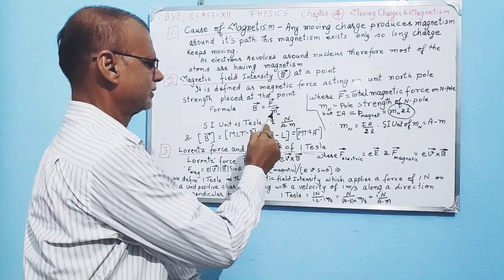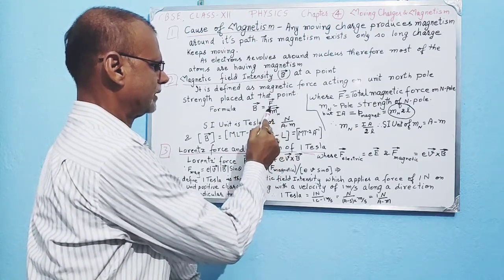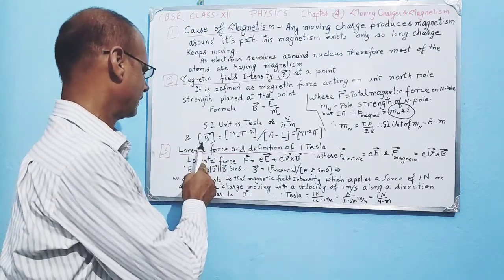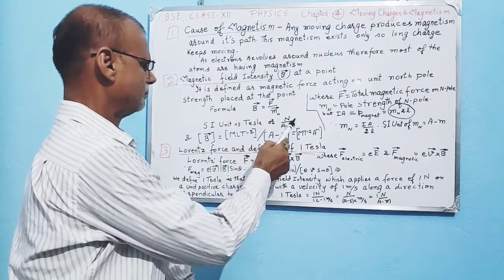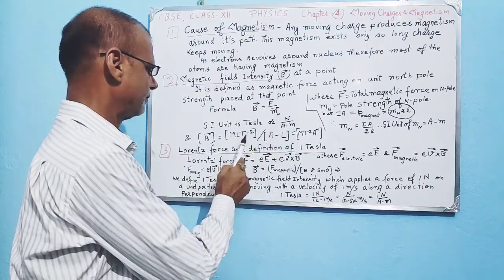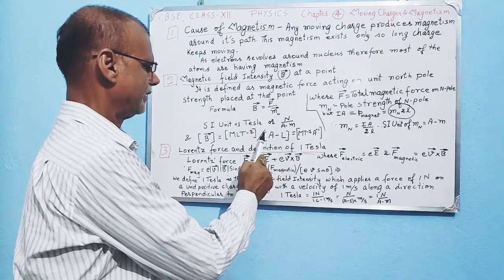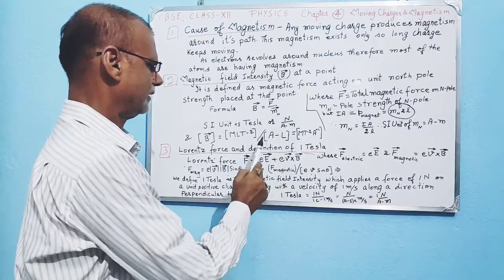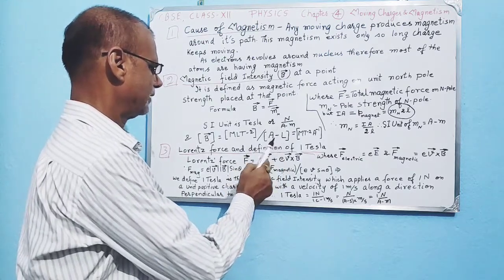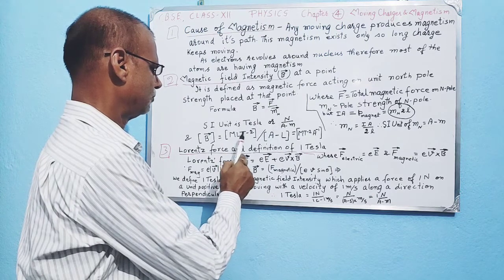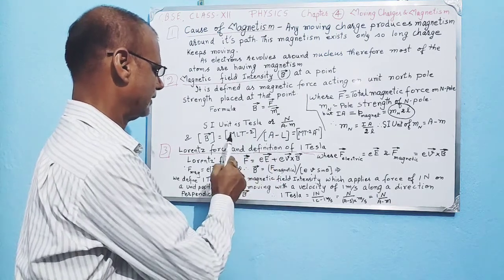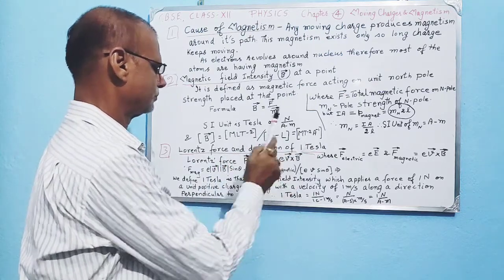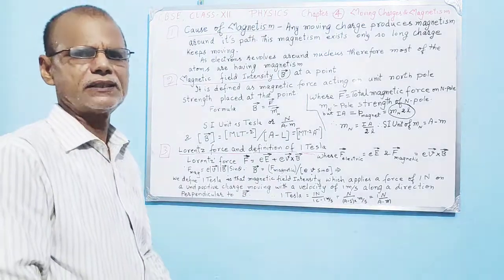Therefore the SI unit of Tesla is Newton, that is for force, divided by ampere meter, that is for pole strength. And from this we have the dimension of magnetic field intensity B equal to the dimension of Newton, that is force, M L T to the power minus 2, divided by the dimension of ampere and meter, that means A into L. So L in the numerator and L in the denominator cancel each other. We are left with M, A to the power minus 1 and T to the power minus 2. This is the dimension of magnetic field intensity.